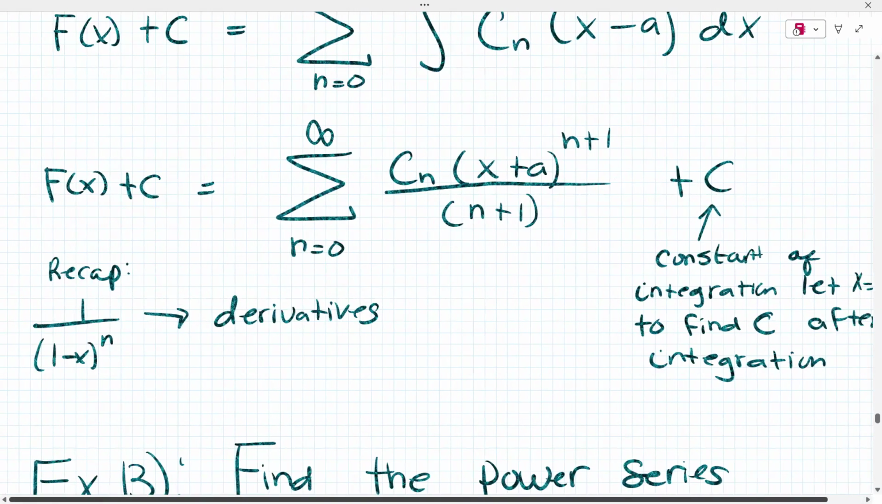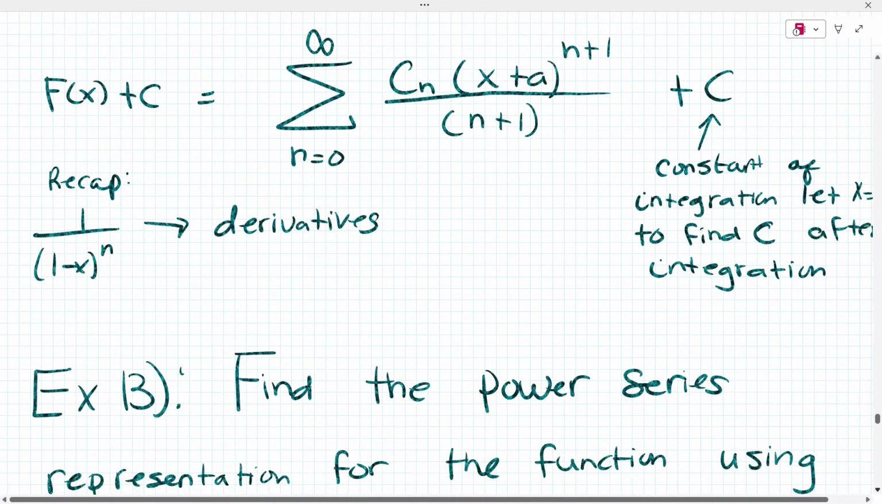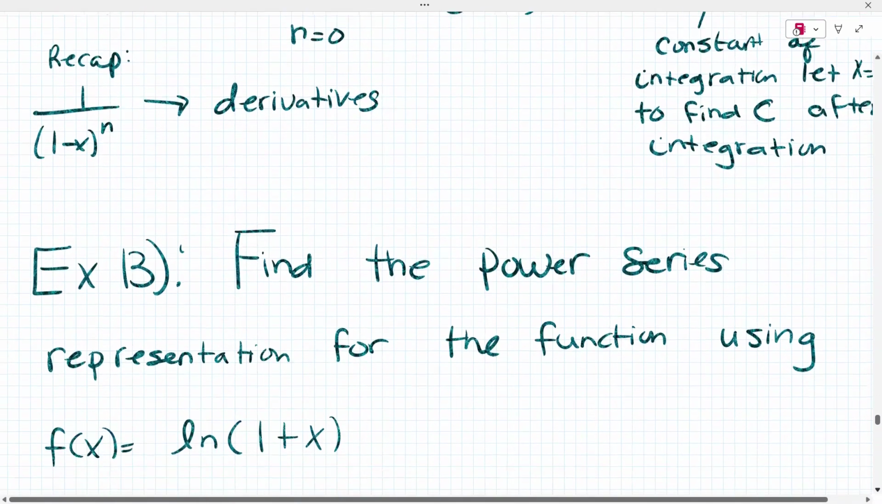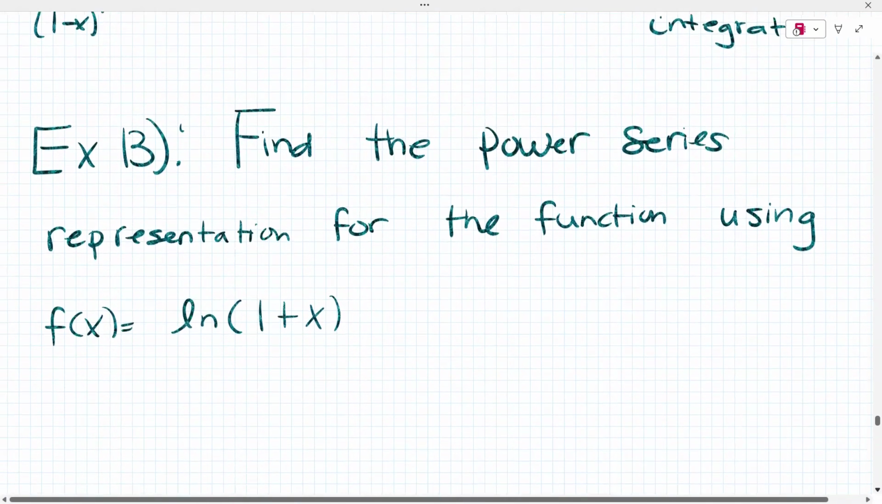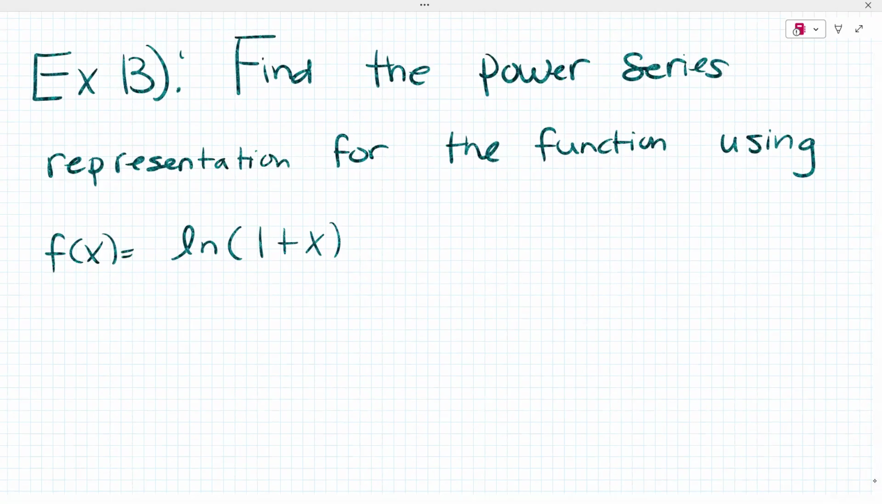So if you recap 1 over 1 minus x, and we took the derivative. So let's try example 13. Example 13 says, find the power series representation for the function f of x equals ln of 1 plus x.